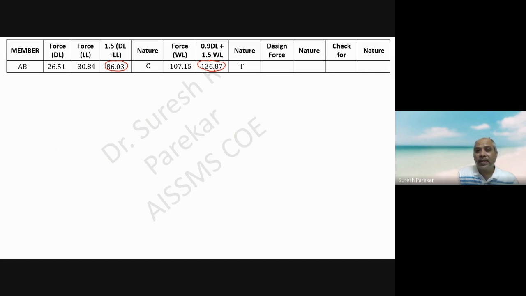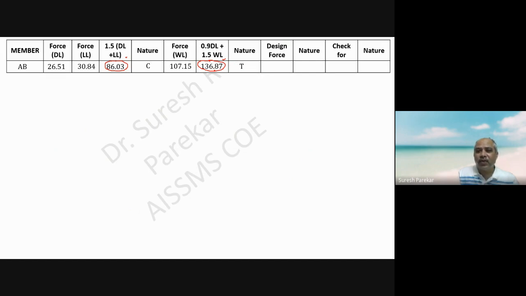So we have to design the member for 136.87, always for the higher value, and we have to check whether that member is able to resist the load due to dead load plus live load, which comes to 86.03. This is known as reversal of stresses, because your truss may sometimes have the combination 1.5 dead load plus live load, and when wind blows, dead load is always there, and instead of live load we may have wind load. Therefore, for the maximum we have to design, and for the minimum we have to check.